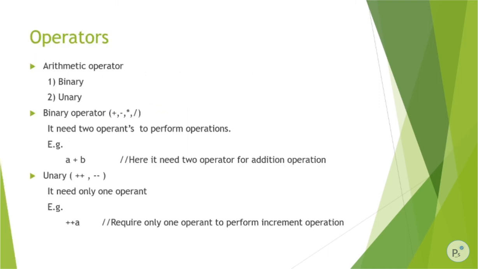So we will see our first operator, that is arithmetic operator. In arithmetic operator there are further two parts such as binary and unary operators. Let's understand the sub part of arithmetic operator, that is binary operator. Binary operator is used to perform basic arithmetic operations such as addition, subtraction, multiplication and division. These are the basic operators in binary operator.